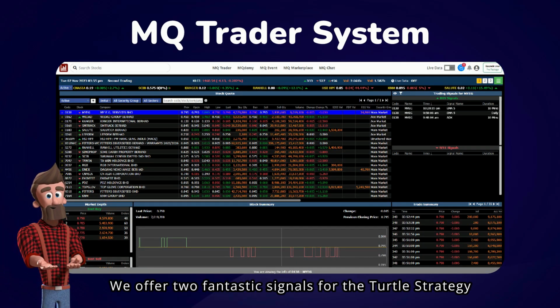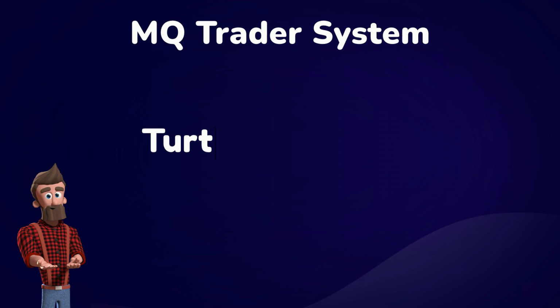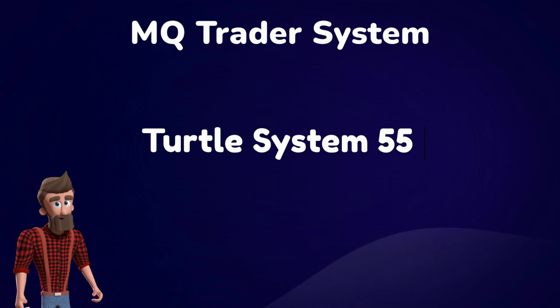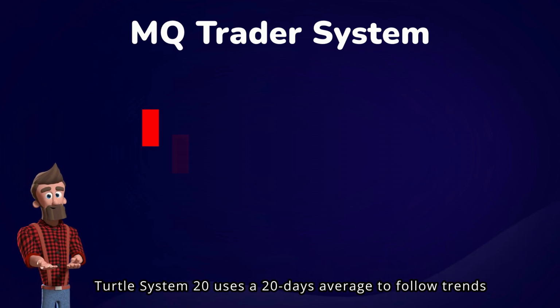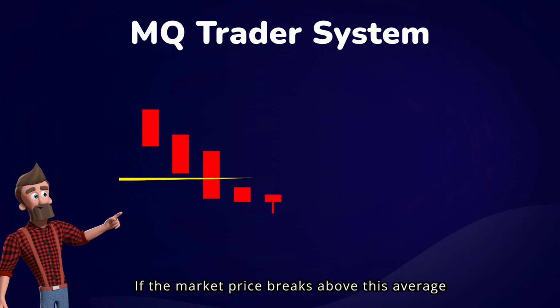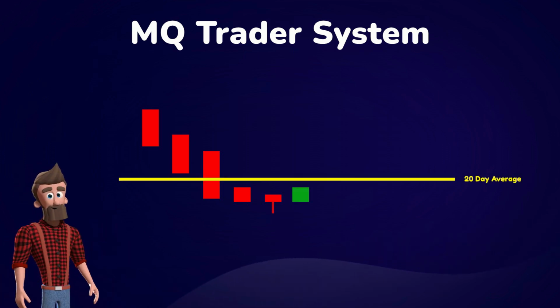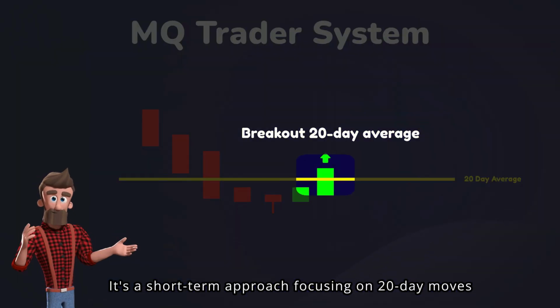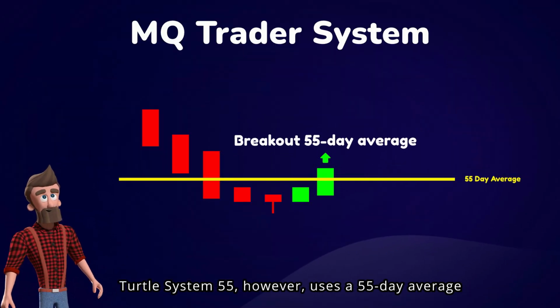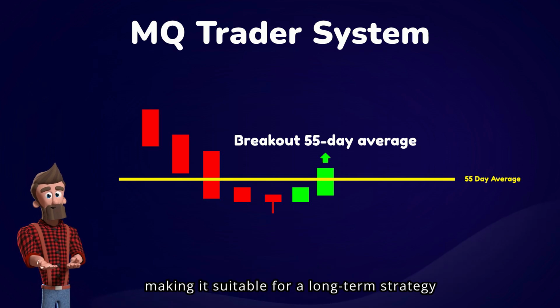We offer two fantastic signals for the turtle strategy: Turtle System 20 and Turtle System 55. Turtle System 20 uses a 20-day average to follow trends. If the market price breaks above this average, it signals a buy. It's a short-term approach focusing on 20-day moves. Turtle System 55, however, uses a 55-day average, making it suitable for a long-term strategy.